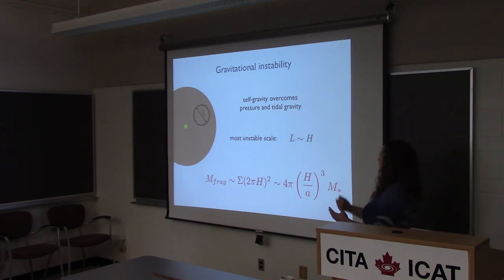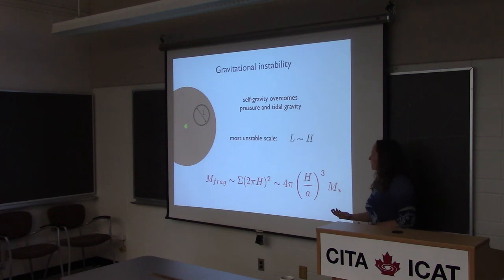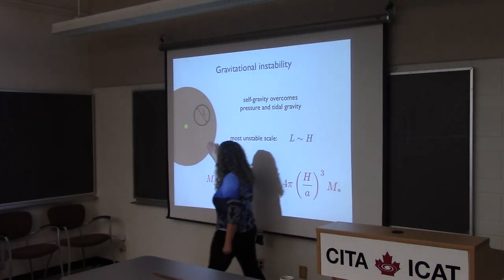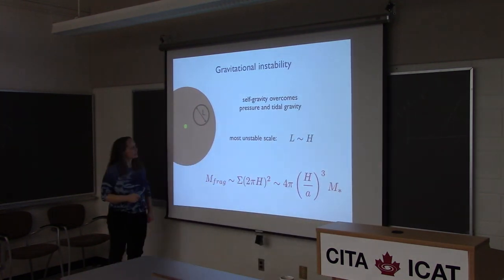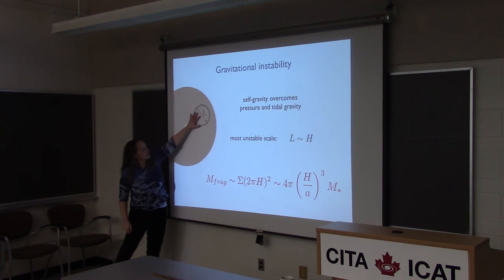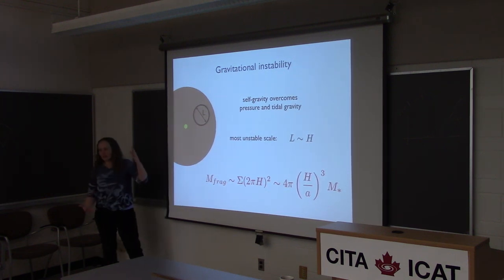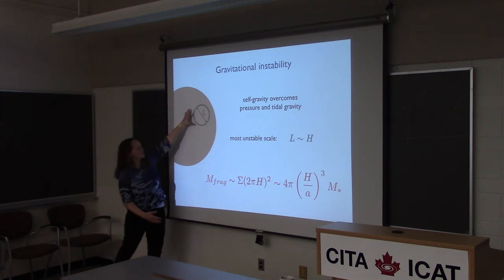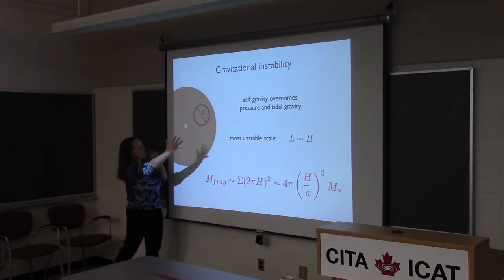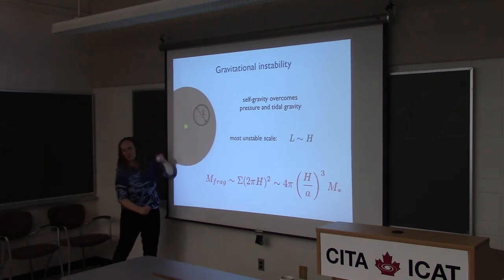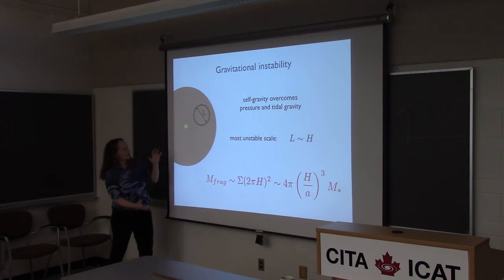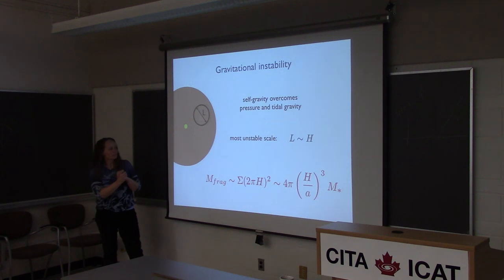All right, so of course gravitational instability happens when self-gravity overcomes pressure and tidal gravity. So if you take a disk and you imagine some scale on the disk, then at small scales, pressure will support against collapse by gravity. At very large scales, tidal gravity or shear will cause things to shear apart and prevent collapse. And the question is, does there exist an intermediate scale where collapse is allowed?